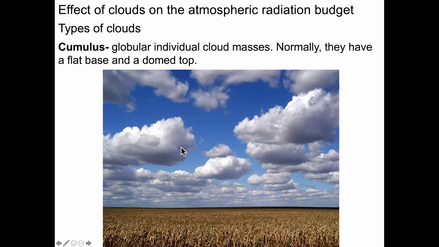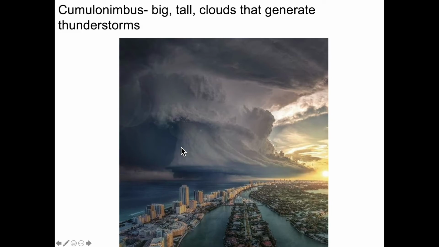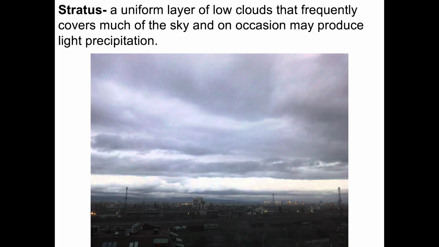A cumulonimbus is a big version of a cumulus cloud. These are large, very tall clouds that generate potentially enormous amounts of precipitation. They generate phenomena such as thunder and lightning. They can generate hail. They can generate hurricane winds. They can do a lot of damage. Pretty spectacular clouds.